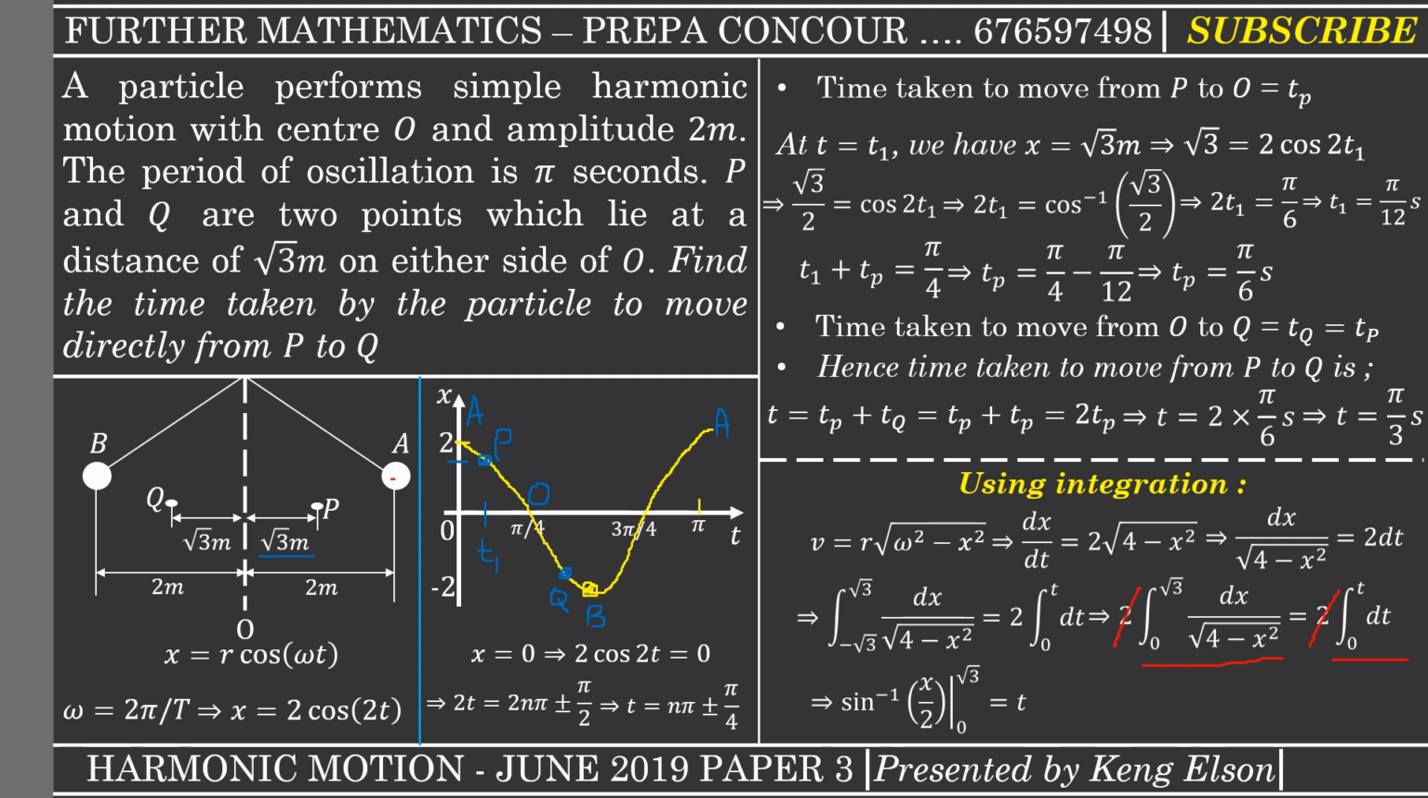Now I replace x with root 3 and x with 0. When I replace x with 0, the lower bound becomes 0, so we don't care about it. Now we need to just replace the upper bound with root 3, and we realize that t will be sine inverse of root 3 on 2. Sine inverse of root 3 on 2 is 60 degrees, which is pi divided by 3 seconds. So it means that the two methods are okay. So the time taken to move from P directly to Q is pi divided by 3 seconds. So any method of your choice is acceptable by the board.